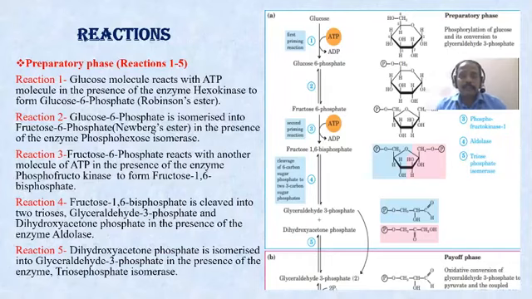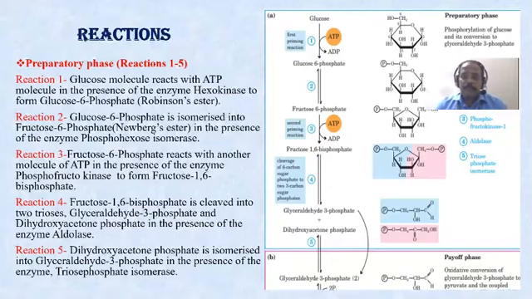Whereas the third reaction is the conversion of fructose 6-phosphate to fructose 1,6-bisphosphate. Fructose 6-phosphate is a keto sugar, obtained after the aldo-keto isomerization. This fructose 6-phosphate further undergoes phosphorylation in the presence of again one molecule of ATP, so that it gets converted to fructose 1,6-bisphosphate or diphosphate.